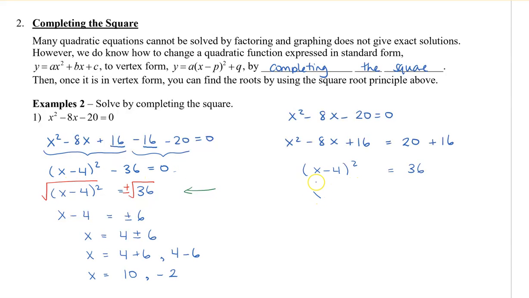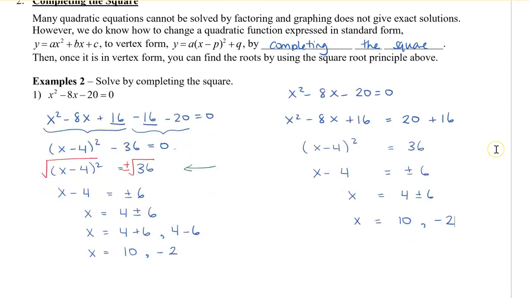So same as before, I'm going to square root both sides, so I get plus or minus 6 on the right. Move my 4 over, so I get 4 plus or minus 6. And then I get x is equal to 10 when I go 4 plus 6, and then 4 minus 6 is negative 2.